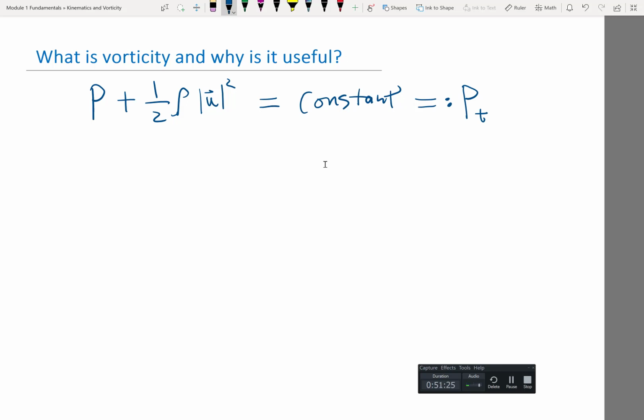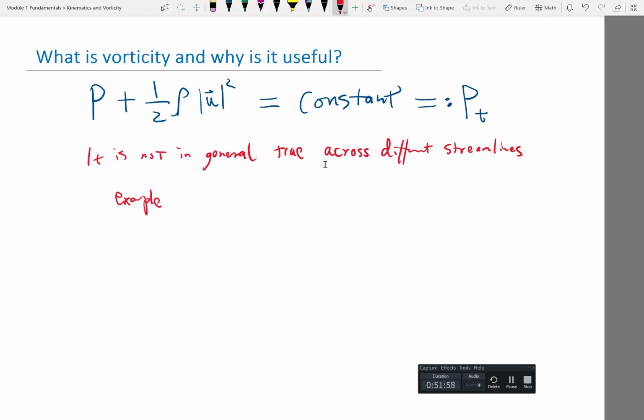And in general, for example, if you look at the flow field, it is not true across different streamlines. So for example, P is equal to constant. That means there is no acceleration or deceleration by pressure gradient. But the velocity goes like that.